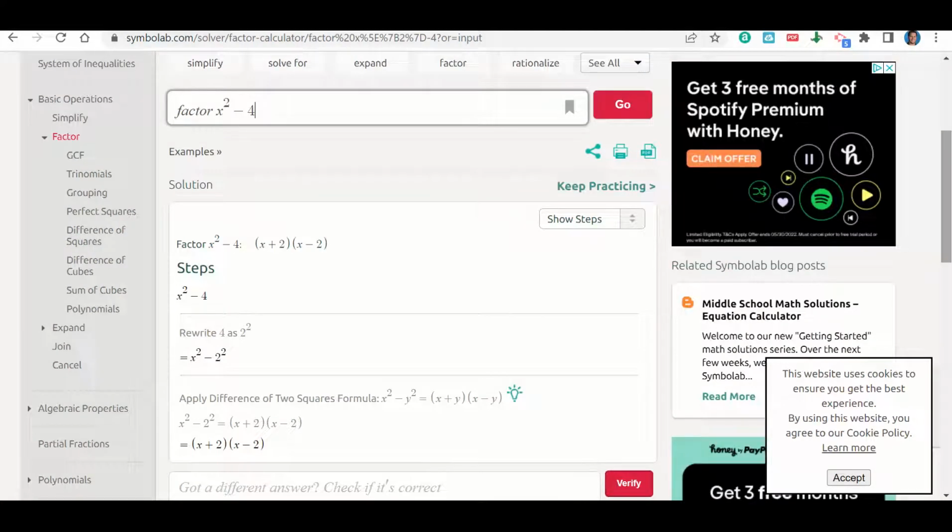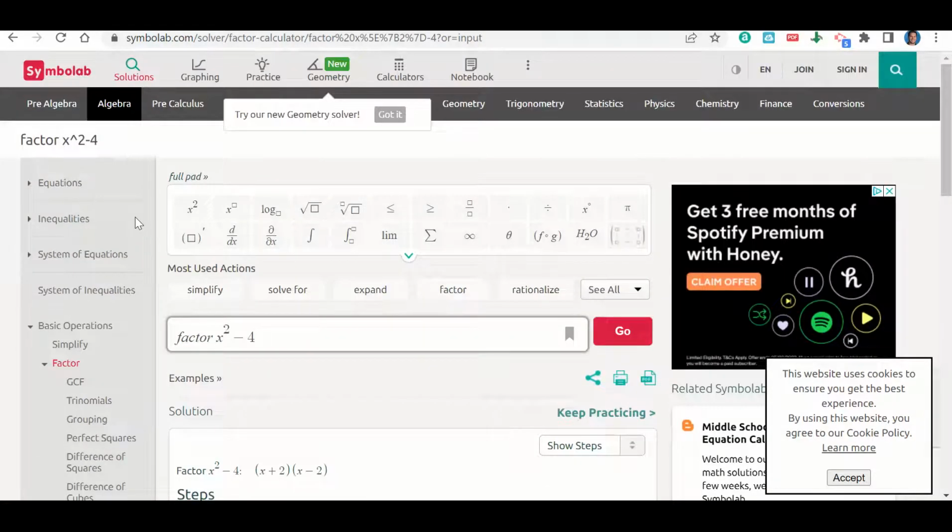So when I do that, it gives me the answer down here at the bottom: x plus 2 times x minus 2. And it shows me the steps of how I can get there. So this is one way to check your work to see if you did your work correctly when factoring. So this is how Symbolab's factor calculator can help you with your factoring.